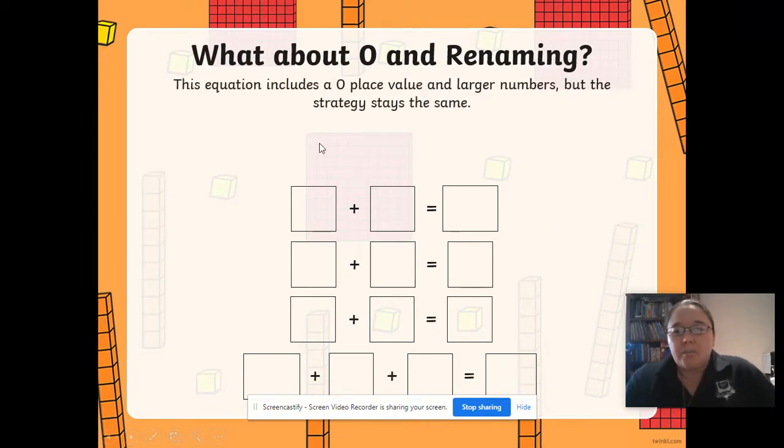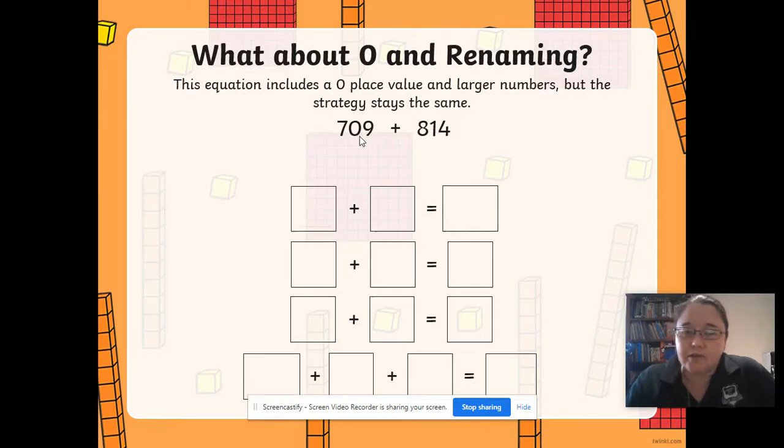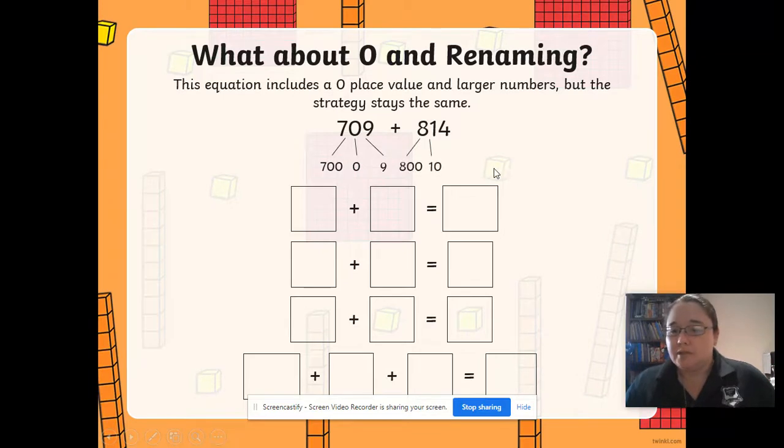Okay, so what about if there's a 0 in our number? So obviously if we remove this 0, it's going to change it to 79. So 0 is a placeholder, and it is very, very important. All right, so let's split them up. So we've got 700. They've put the 0 down. And then you've got 9. And then you've got 800 plus 10 and then 4. So we've split all those up.